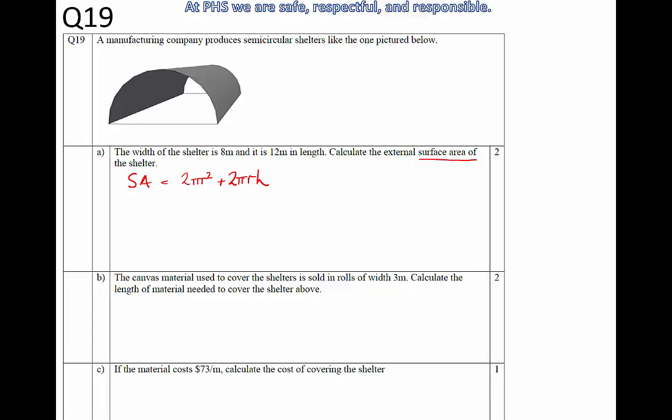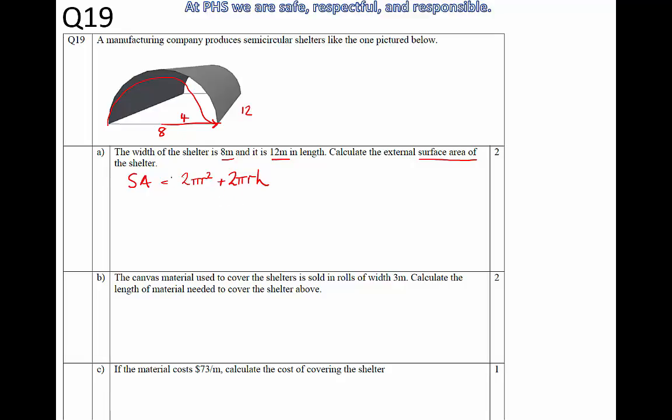Now that's going to find the surface area of a full cylinder. We're just looking for this semicircular shelter here. So let's pencil these measurements in. It's 12 meters long and it's 8 meters wide. So hopefully you picked up that means it's got a radius of 4. The radius is half the width, or half the diameter.